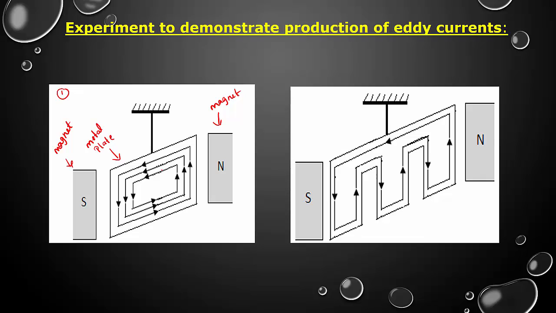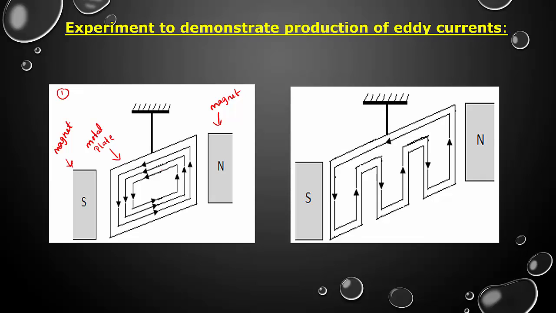Finally, what happens? Eddy currents induced in the metal plate produce a retarding force, a decreasing force. And this retarding force dampens the oscillation. It decreases the oscillation. Finally, oscillations go on decreasing, and the plate will come to rest.